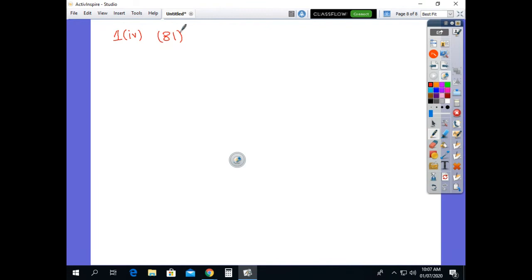81 raised to power n, 3 raised to power 5, 3 raised to power 4n minus 1, similarly 243, over 9 raised to power 2n into 3 raised to power 3. Here we are to simplify this question into its simplest form.